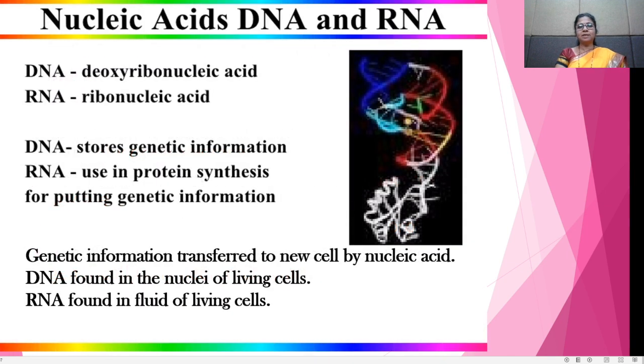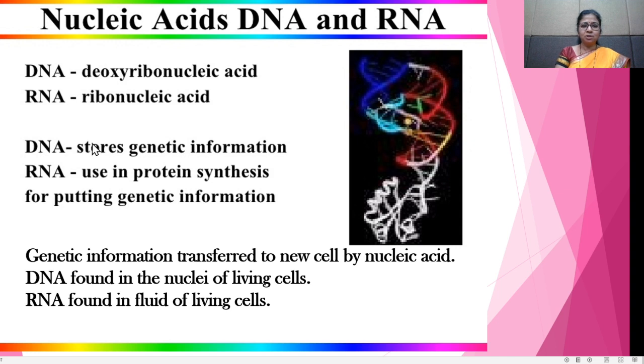Now see the next point, nucleic acid. There are two nucleic acids, DNA and RNA. DNA means deoxyribonucleic acid, and RNA is ribonucleic acid. Then what is the role of DNA and RNA?